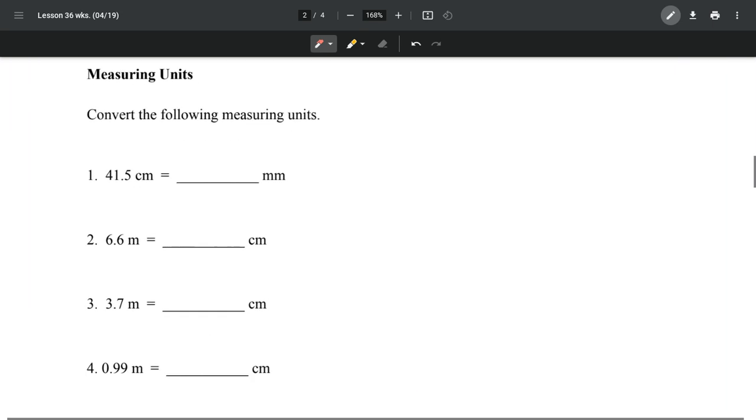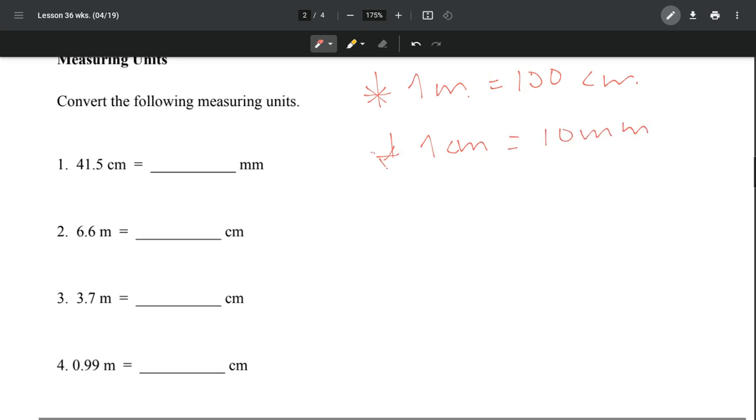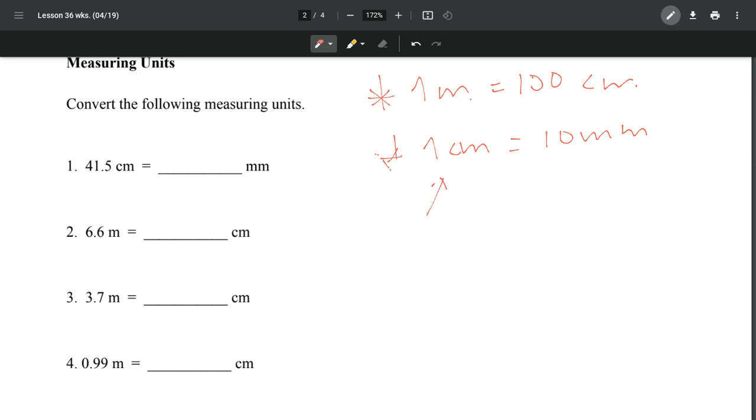Some measuring units. Hopefully you guys remember from last week that 1 meter equals 100 centimeters, and 1 centimeter equals 10 millimeters. Okay, and so using that, now we're going to convert the following measuring units.